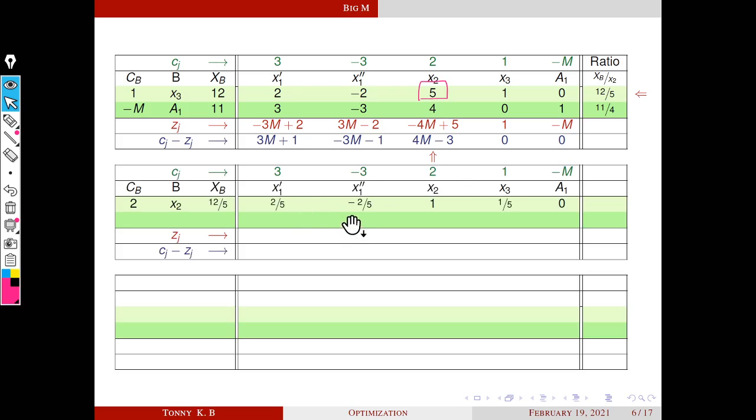So first of all, we divide by 5. What is the change? The change on this side: x3 leaves the basis and x2 enters the basis. So x2 enters the basis and its corresponding cost is 2, and we divide all other elements by 5. So this becomes 12 by 5, 2 by 5, etc.